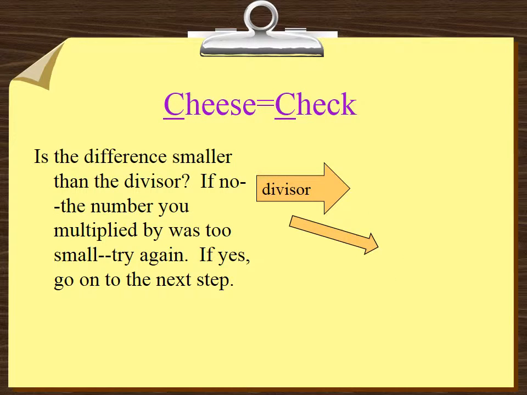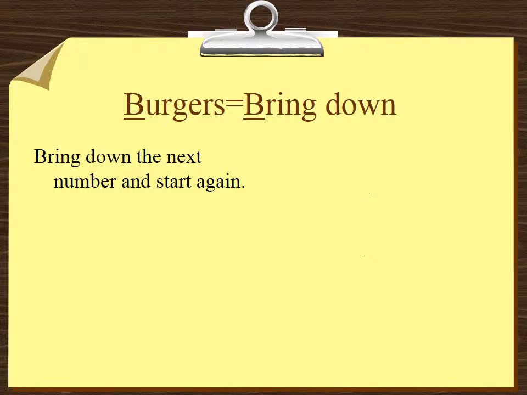Cheese equals check. If no, the number you multiplied was too small. Try again. If yes, go on to the next step. So if we look at our problem, 1 is smaller than 8, which is our divisor, so our check checks out and we can move on. Burgers equals bring down. Bring down the next number and start again.